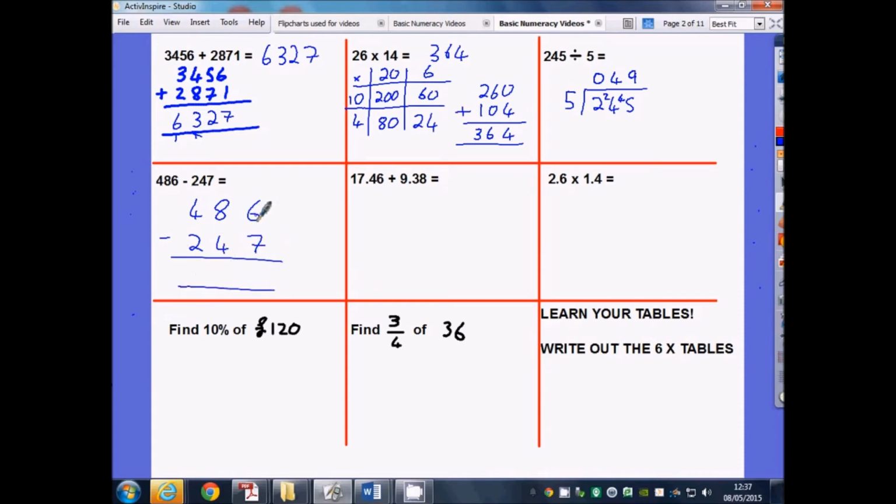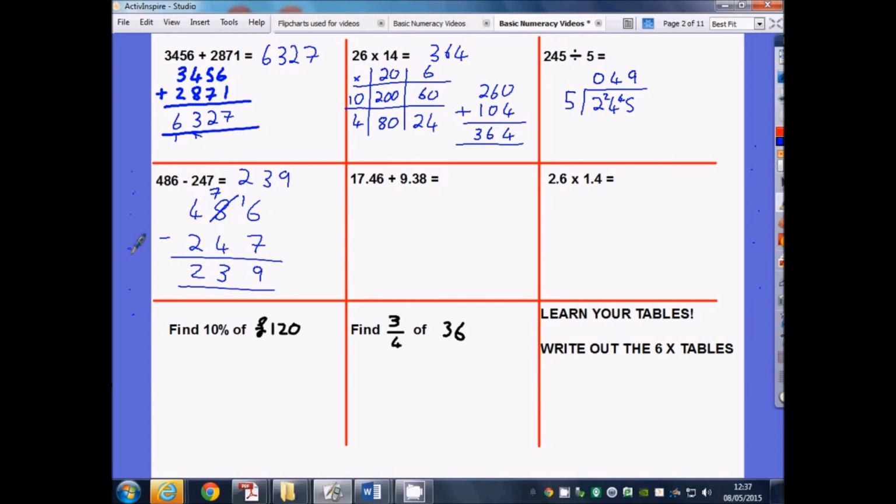So we start at the right again. 6 take away 7. Well, 6 subtract 7 actually gives me -1, so I don't want to get any negative answers. So what I do is, because 6 is smaller than 7, I'm going to change that 8 to a 7 and turn that one there to 16, because don't forget this column here is 10 times more than this column here. So 16 take away 7 gives me an answer of 9. 7 take away 4 is 3. And 4 take away 2 is 2, leaving an answer of 239.